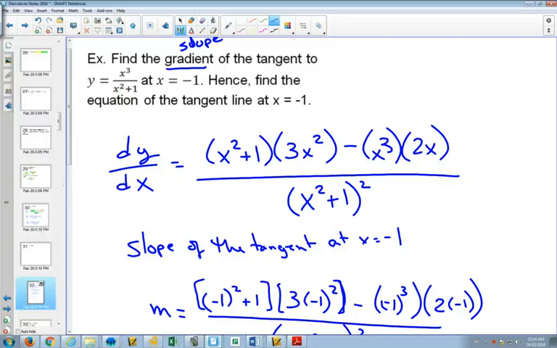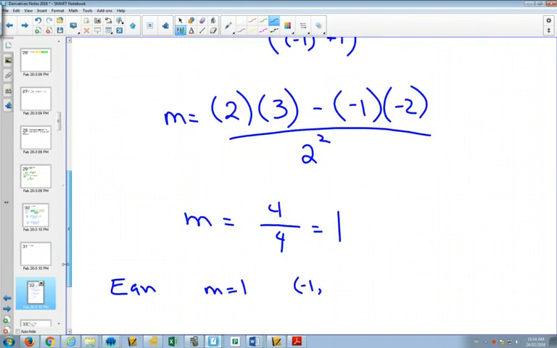We'd plug in -1 into our original function, because we're trying to find a slope of a tangent to a point on that original graph. So if I plug in -1 into x cubed over x squared plus 1, can you see that you're going to get -1 over 2 as our point?